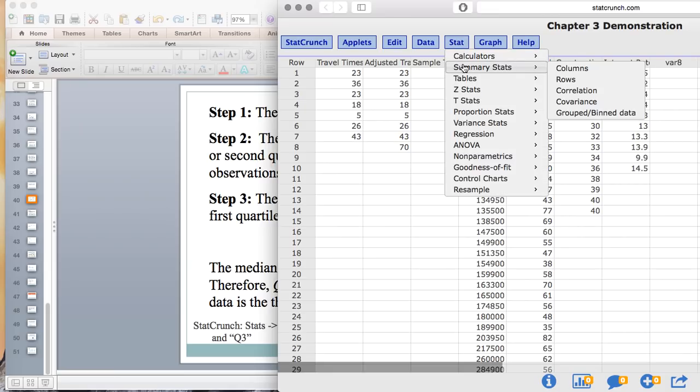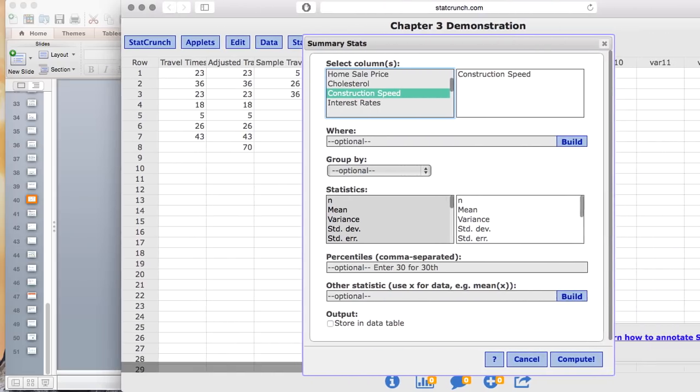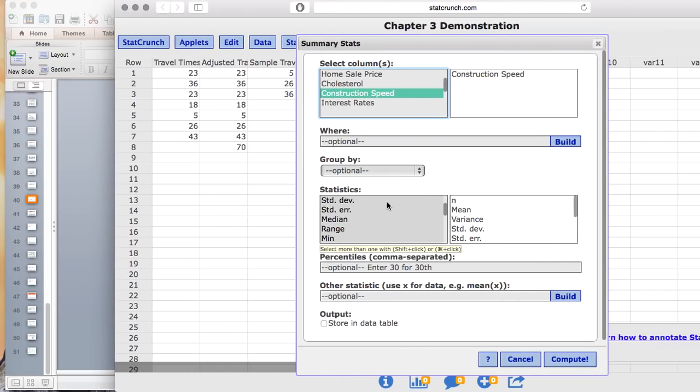So I'm going to go to the same place that I've gone all evening, which is Stat, Summary Stats, Columns. I'm going to select my construction speeds, which are over here. And really all I want are the first quartile, the third quartile, and then hopefully you remember that the second quartile has a special name. It is the median. So I'm going to scroll back up to where the median is, and I'm going to select that as well. This time I'm going to do it correctly though, so I get all of my values together.